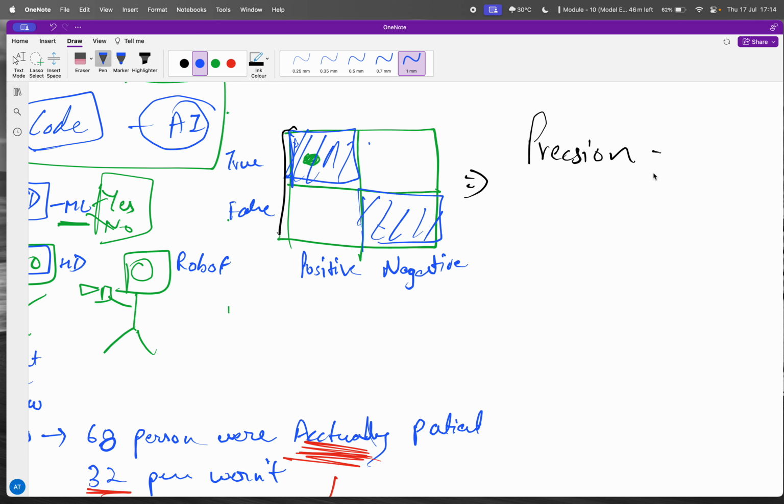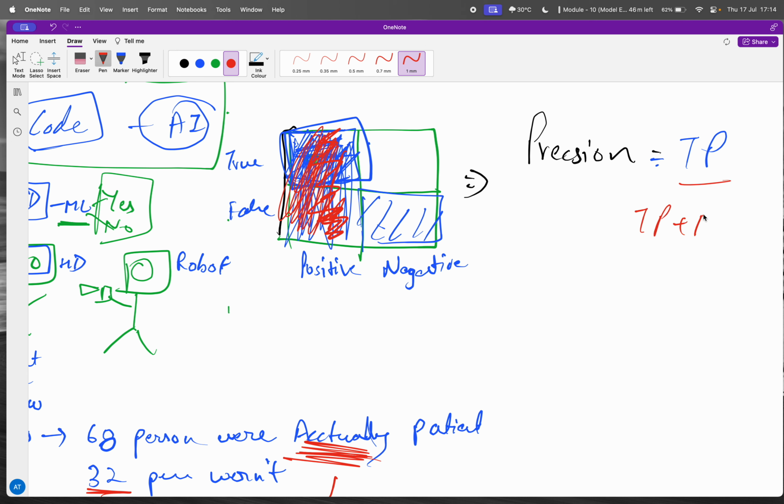For precision, you have to get this true positive value divided by all the positive values. What you are telling is the same thing I'm giving. To find precision, you have to take the true positive value divided by the whole of true positive as well as false positive, true positive plus false positive, like total positive. You can call it total positive, what your model has predicted, right? Are you getting this?